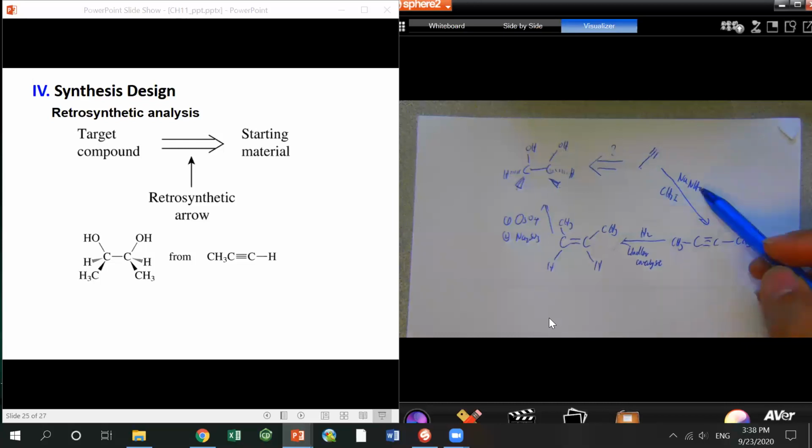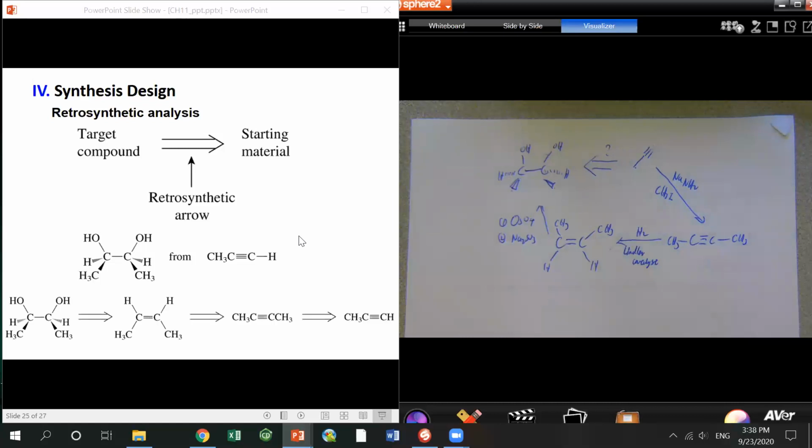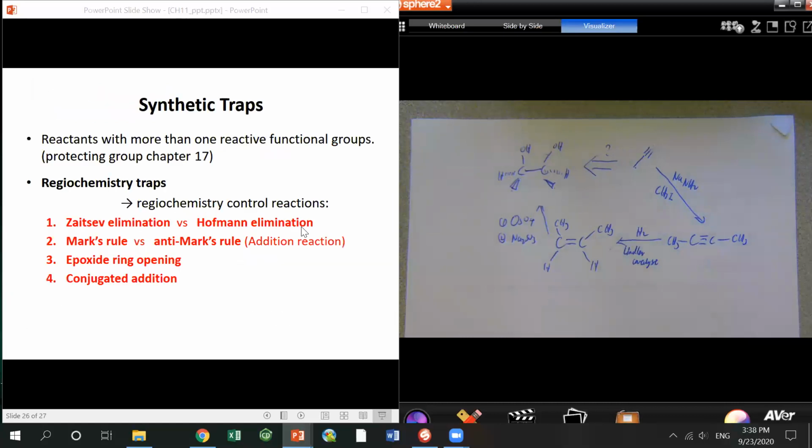So that's the way we use some old knowledge from chapter 10, and some new knowledge learned in these chapters, to finish this synthesis shown here. And that's why I said CC design is always hard, because you not only have to memorize the chapter, you also have to have some idea of the previous reactions we have learned.